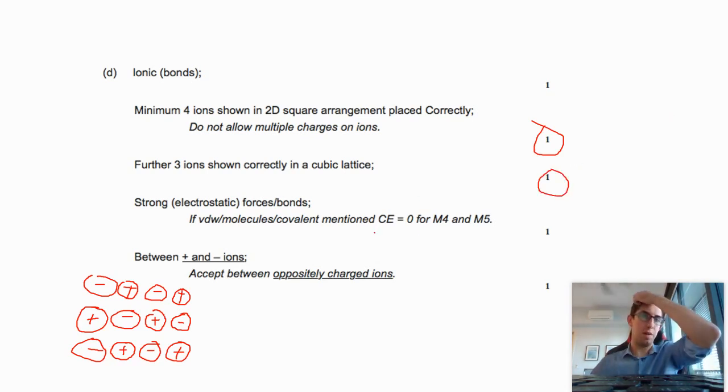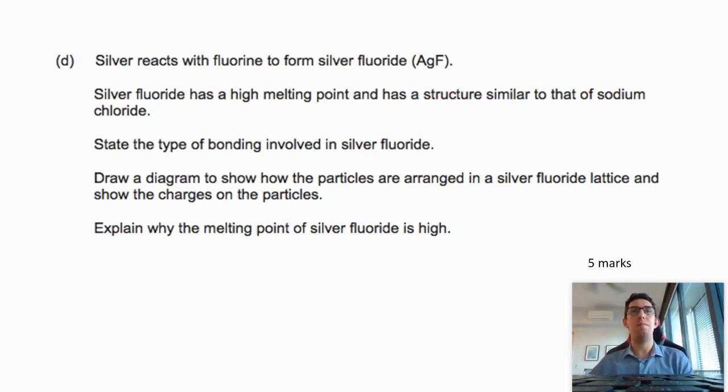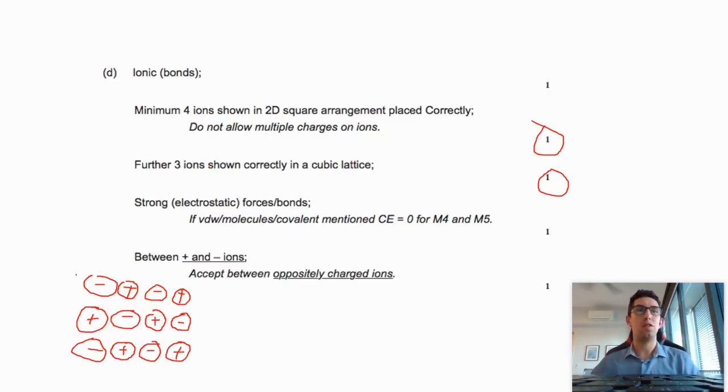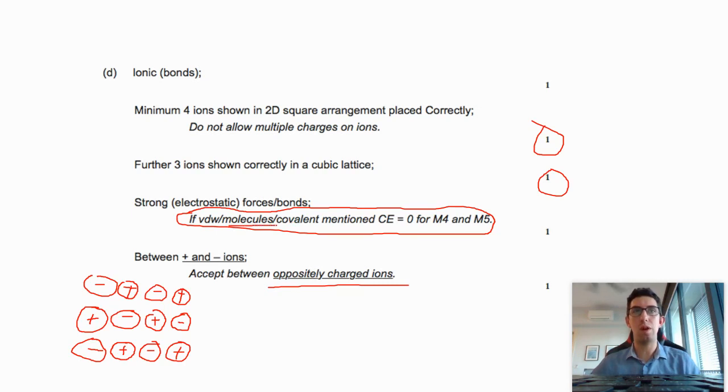And then you need to explain it, because the question asked, explain why the melting point of silver fluoride is high. So it's got strong electrostatic forces between the positive and negative ions, or you could say between oppositely charged ions. Don't worry about this part here, we haven't covered that. But it basically means if you mention molecules, which you've come across before with covalent, these are not molecules. These are ionic compounds. If you use the word molecule, you lose all marks for this question.